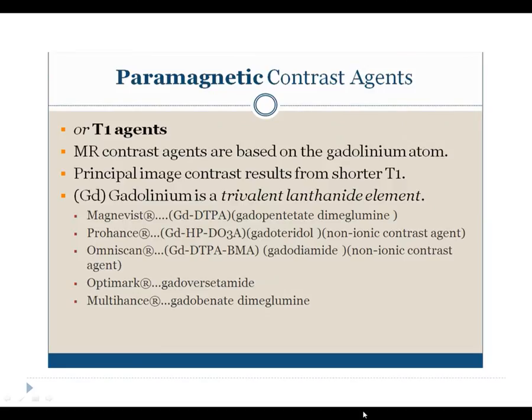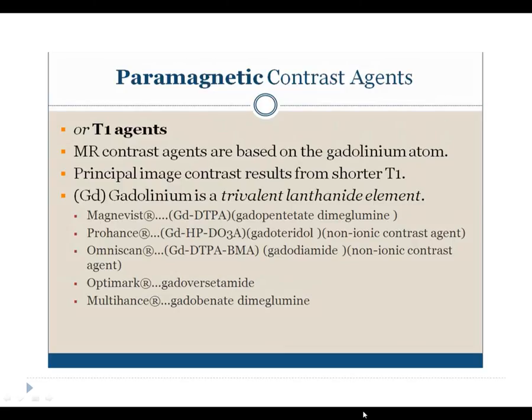Paramagnetic contrast agents, or T1 agents, are based on the gadolinium atom. The principal image contrast from a paramagnetic contrast agent is the result of shortening the T1 relaxation time of tissues. The result of T1 relaxation is bright tissue and is the desired effect of MRI contrast. MRI contrast differentiates normal from abnormal tissue and can be very effective in diagnosing disease or pathology.